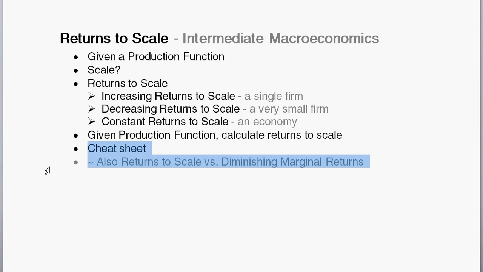And then at the end, you could skip over those parts, I'll have a short cheat sheet of the three types of returns to scale and how you find each one. I'll also talk about the distinction between returns to scale and diminishing marginal returns, which is sometimes confusing for students early on. Okay, so let's get started with the production function and what we mean by returns and scale.